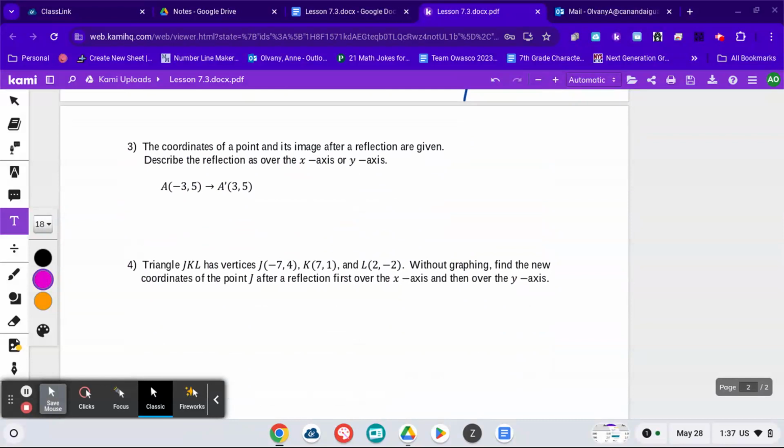Example 3: the coordinates of a point and its image after a reflection are given. Describe the reflection as over the x or over the y. So I'm going to look to see what's the same.